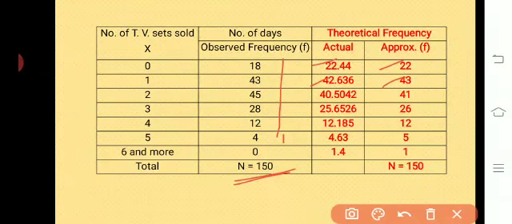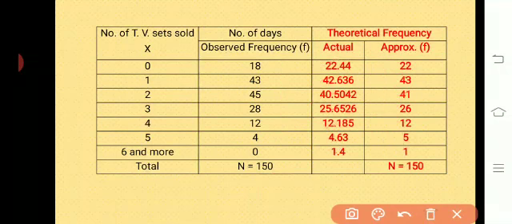Next value is 40.5042, so we approximate it as 41. Next frequency is 25.6526, approximated as 26. Next is 12.185, approximately 12. Next is 4.63, approximated as 5. And last is 1.4, approximately 1.